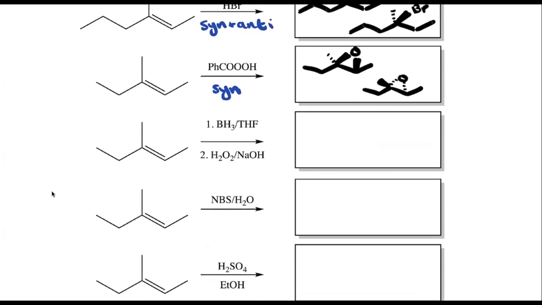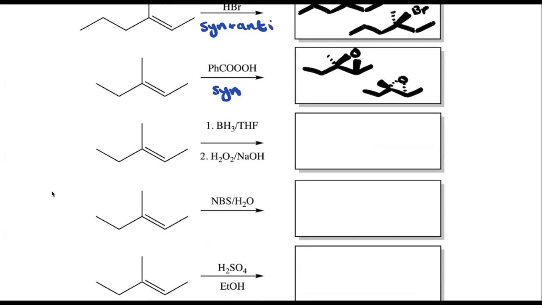BH3·THF, is that syn, anti, or both? Yep, syn only. Cool. So because of that, even though you form 2 new chiral centers, you only get 2 stereoisomers, right? Because you can only have it such that your BH3 and your THF add syn. So here's one. And here's the other.